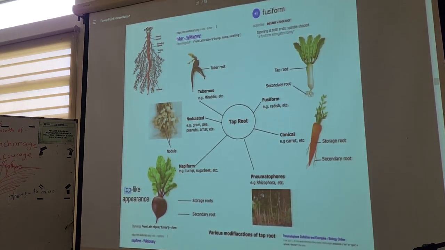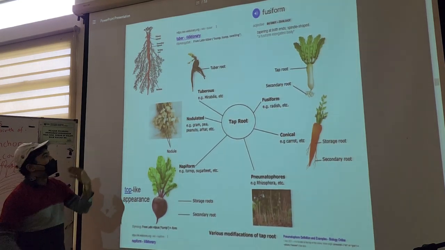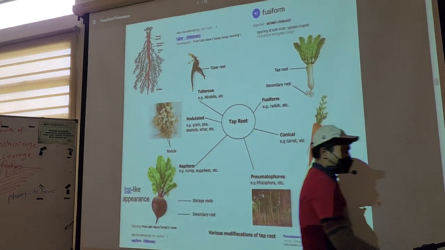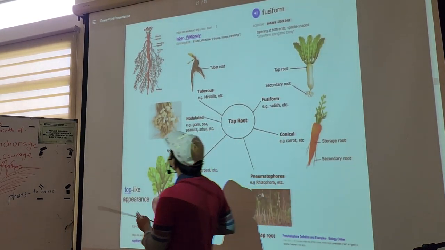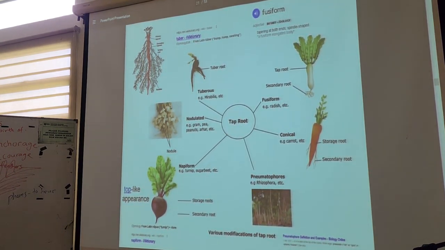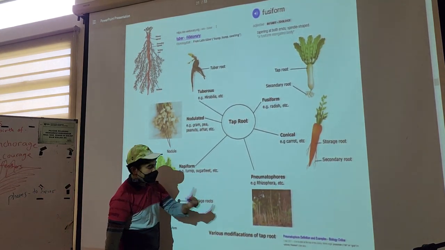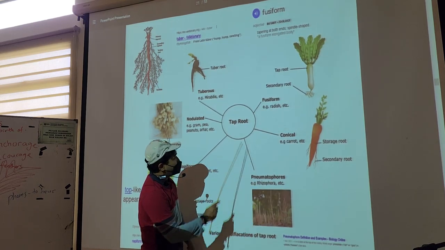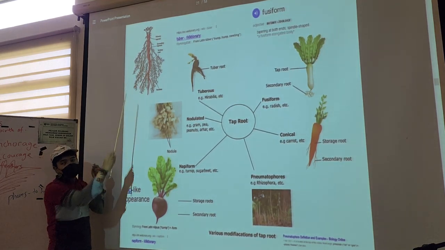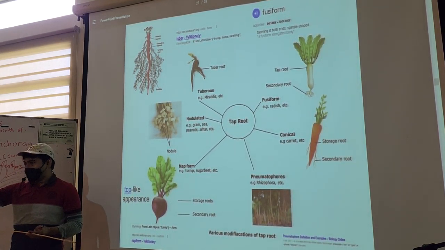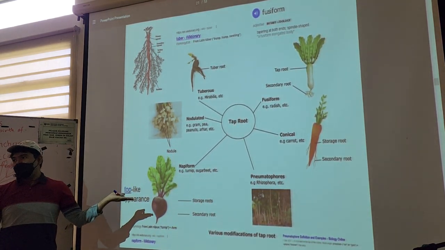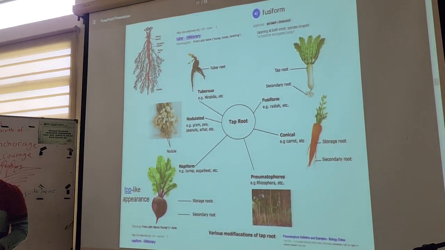All right. And all of this has been modified from the taproot. Do not forget this taproot here. I got my rotan. Why am I not using it? Modified to become all of this. Just one note. The taproot can give rise. This nomotophore can come from primary root, and also it can come from the adventitious root. So you're going to see that this nomotophore is present in taproot modification and also the adventitious root modification. Okay. All right, go on.